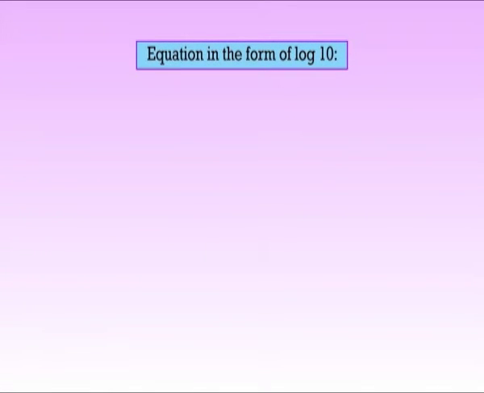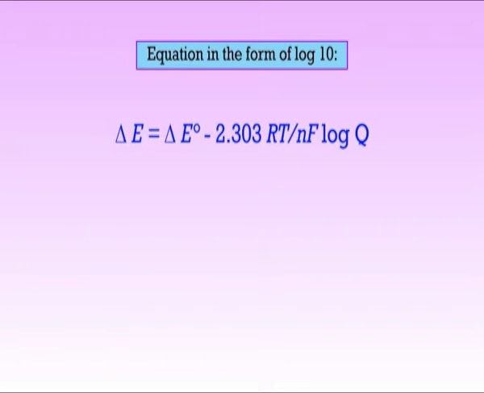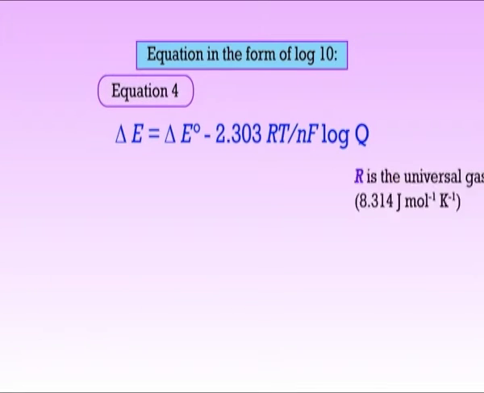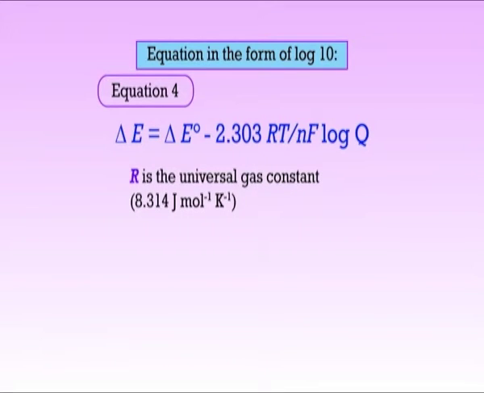This equation can be rewritten in the form of log base 10, which is ΔE equals ΔE naught minus 2.303 RT by nF log Q, which is equation 4, where R is the universal gas constant at 8.314 joules per mole per Kelvin.